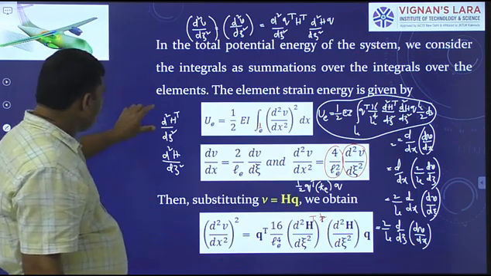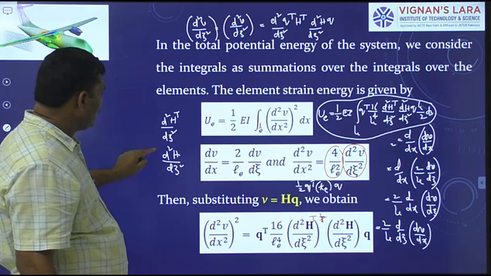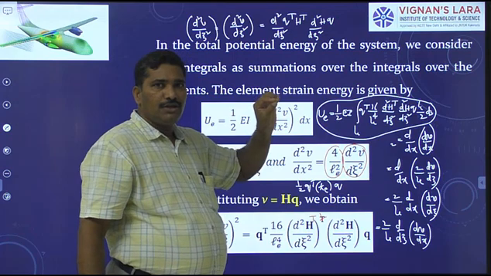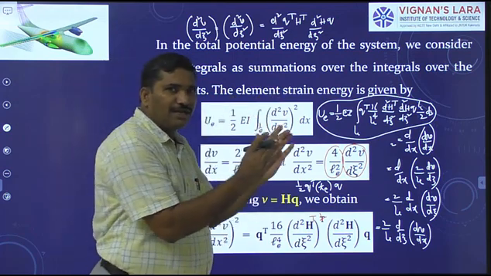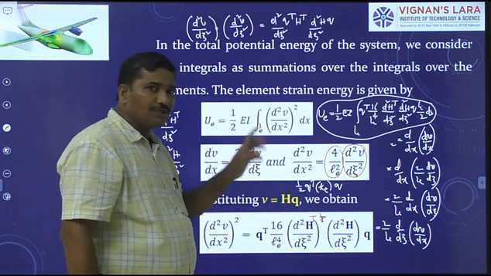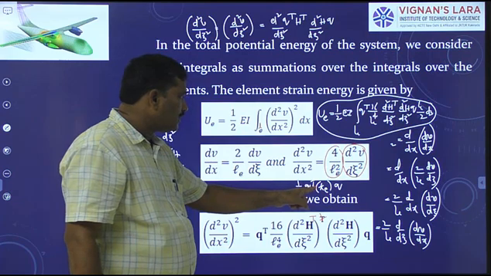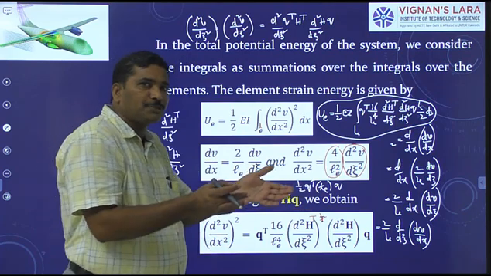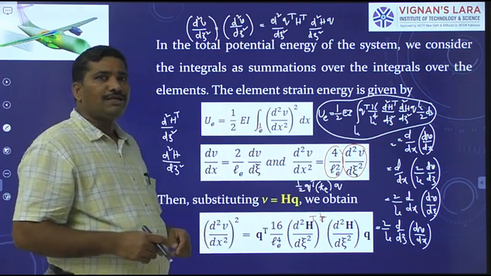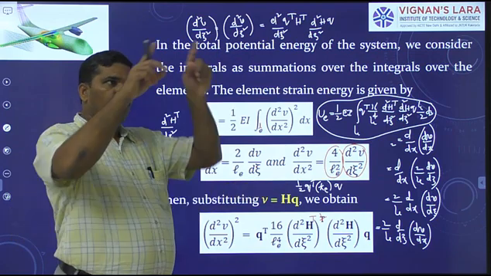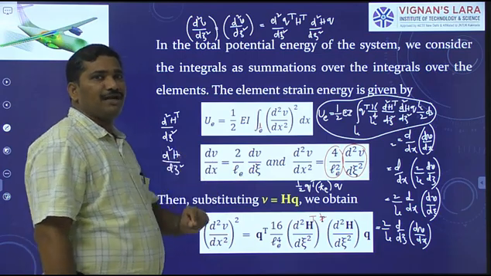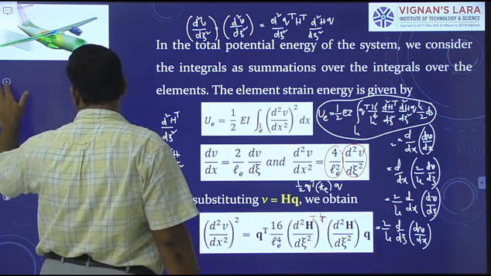After determining d square by dj square of H transpose and d square by dj square of H, substitute in this expression, and you get the element strain energy term that you compare with 1 by 2 Q transpose into KE into Q. Then you get the expression for KE. Then you evaluate. You get a 4 by 4 matrix. What is it called? Element stiffness matrix. That we see now.